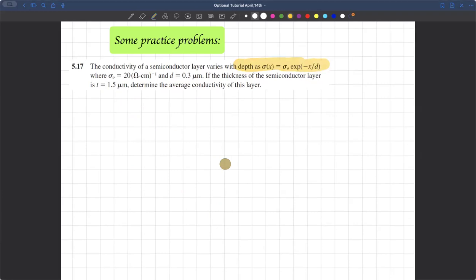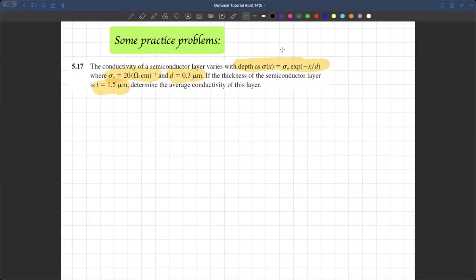the distance, and it's distance dependent. Where sigma naught and D are given. If the thickness of the semiconductor layer is this value, determine the average conductivity of this layer. So you have to get the average conductivity.